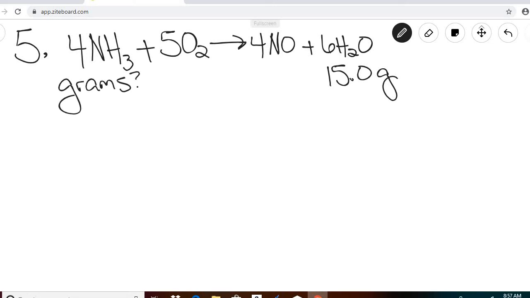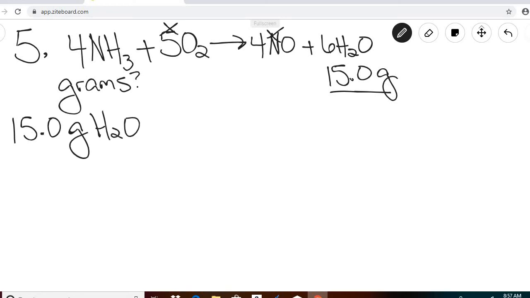Again, we don't need to concern ourselves with this or this. We're not asked anything about those two. So we're only concerned with the NH3 and the water for this problem. Stoichiometry allows us to, if we know the amount of water, determine the amount of anything else in the equation, but only if we are working in moles. So the first thing we need to do is convert this 15 grams of water to moles. So 15 grams of water, and we're going to go to moles.